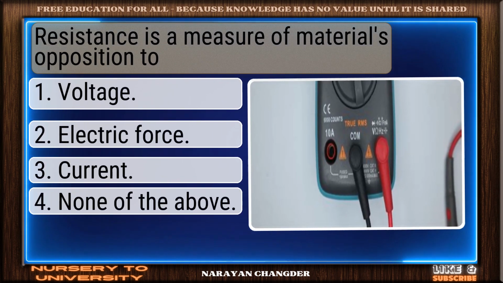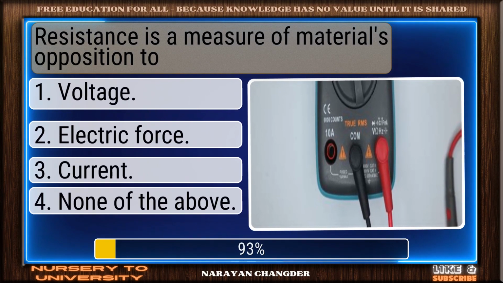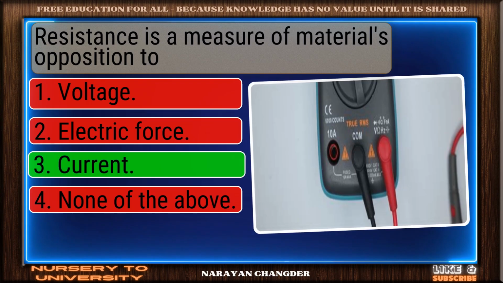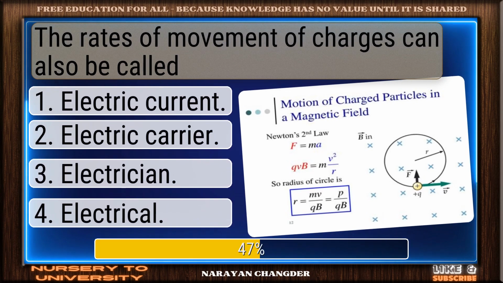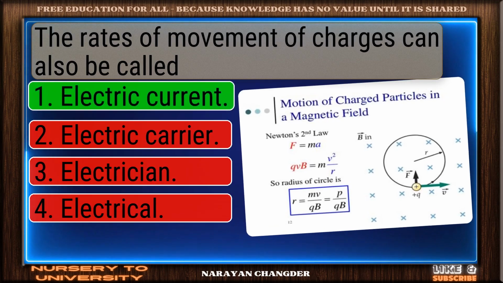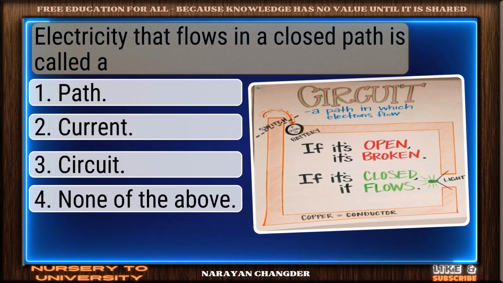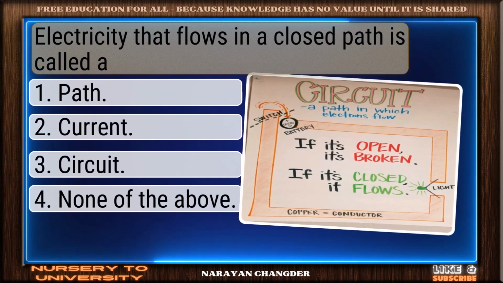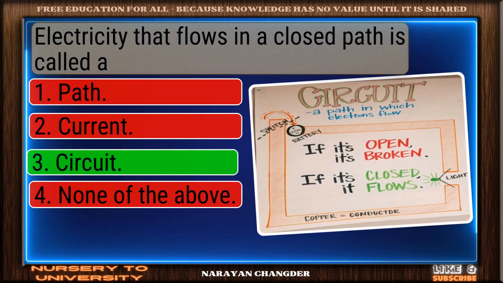Resistance is a measure of materials' opposition to. You got it. Current fits. The rate of movement of charges can also be called. Right choice. Electric current is best. Electricity that flows in a closed path is called a. On track. Circuit is correct.